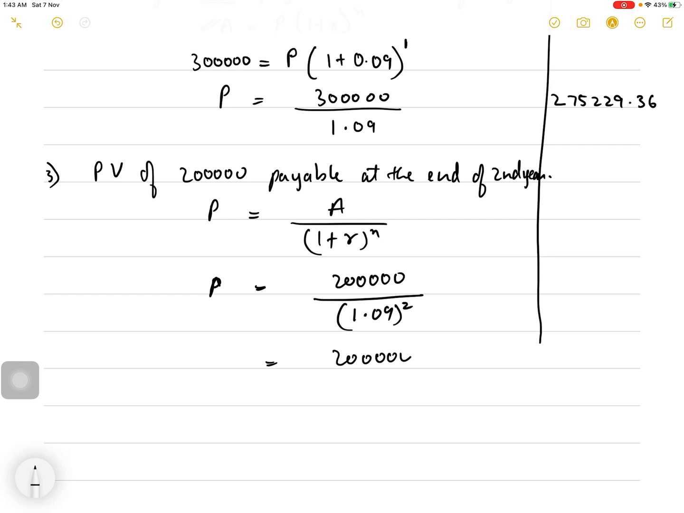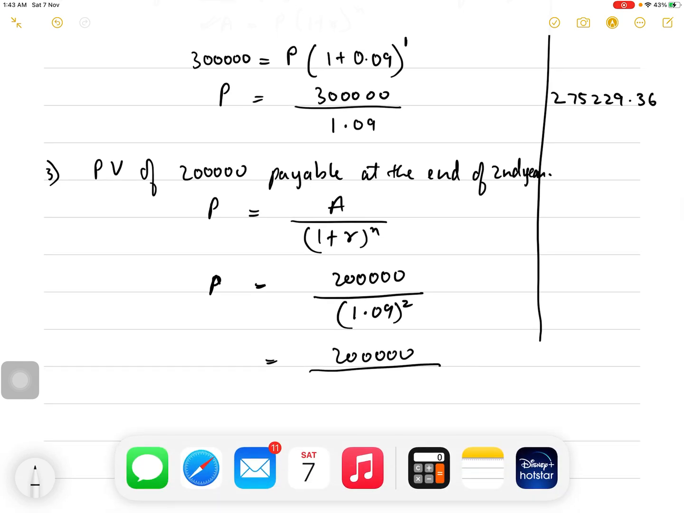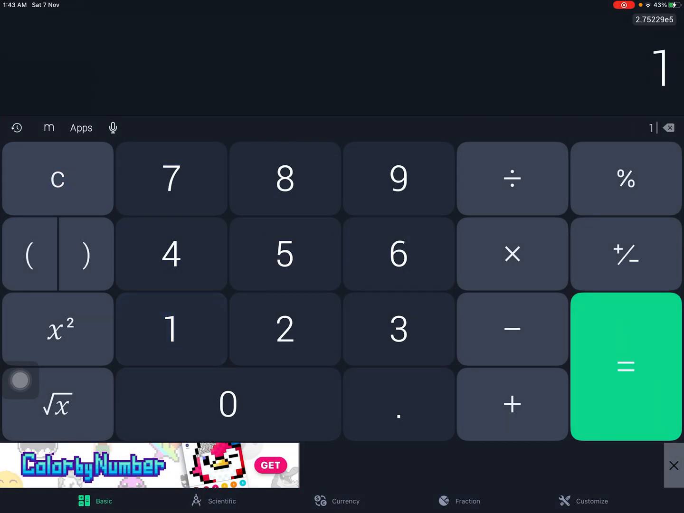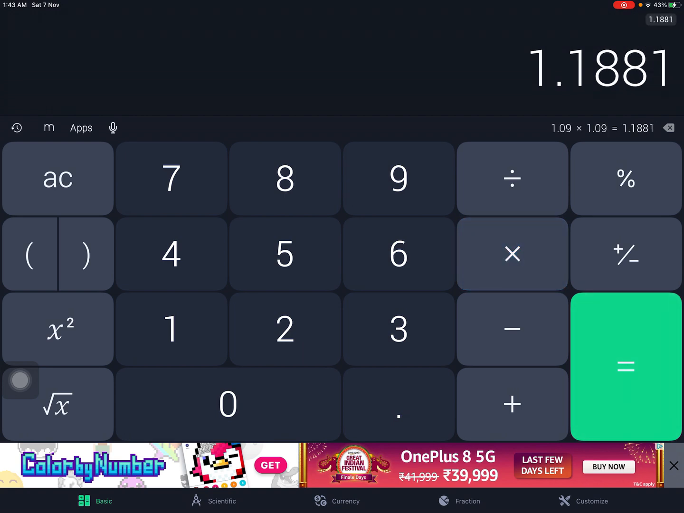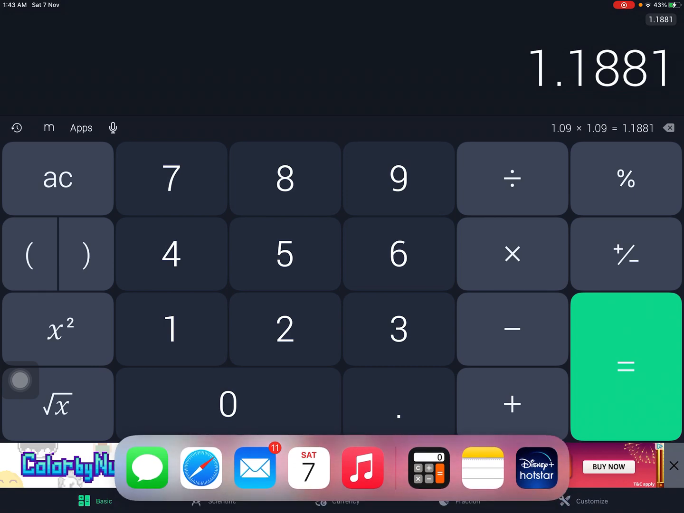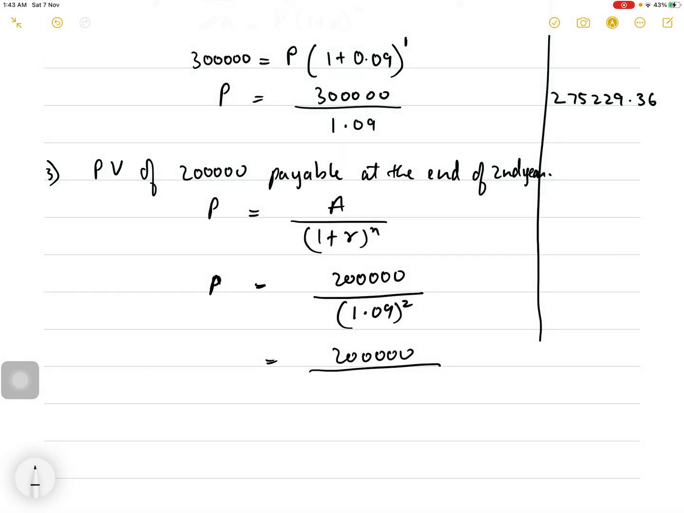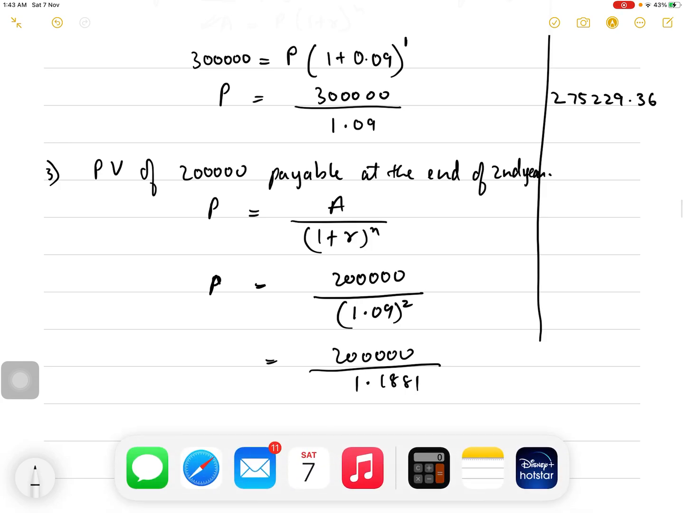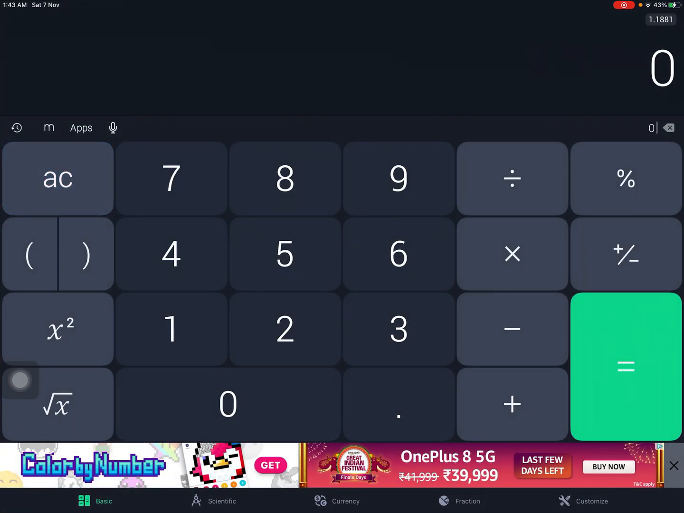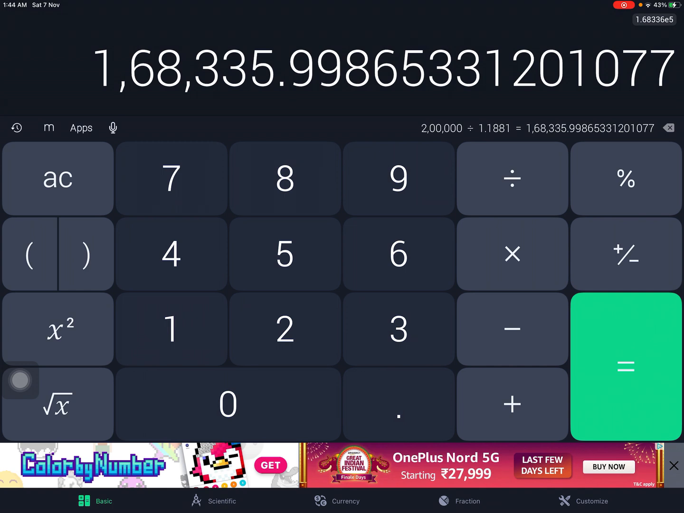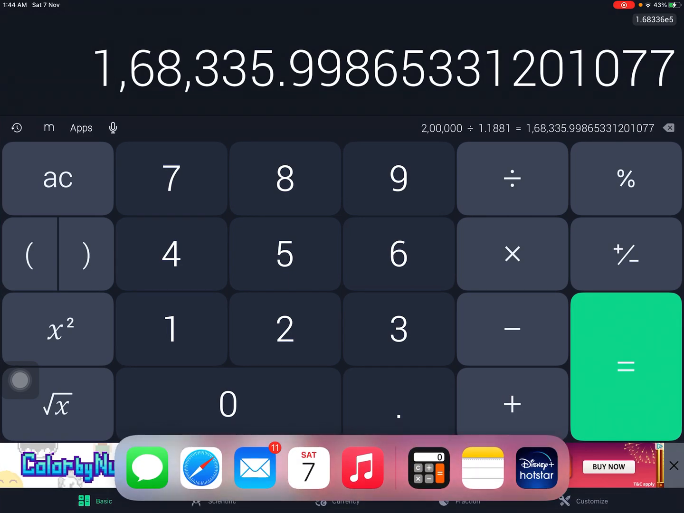Okay, so 2 lakh divided by 1.09 squared, which comes to 1.1881. So 2 lakh divided by 1.1881 is equal to 1,68,335.99. So I'll write 1,68,336.